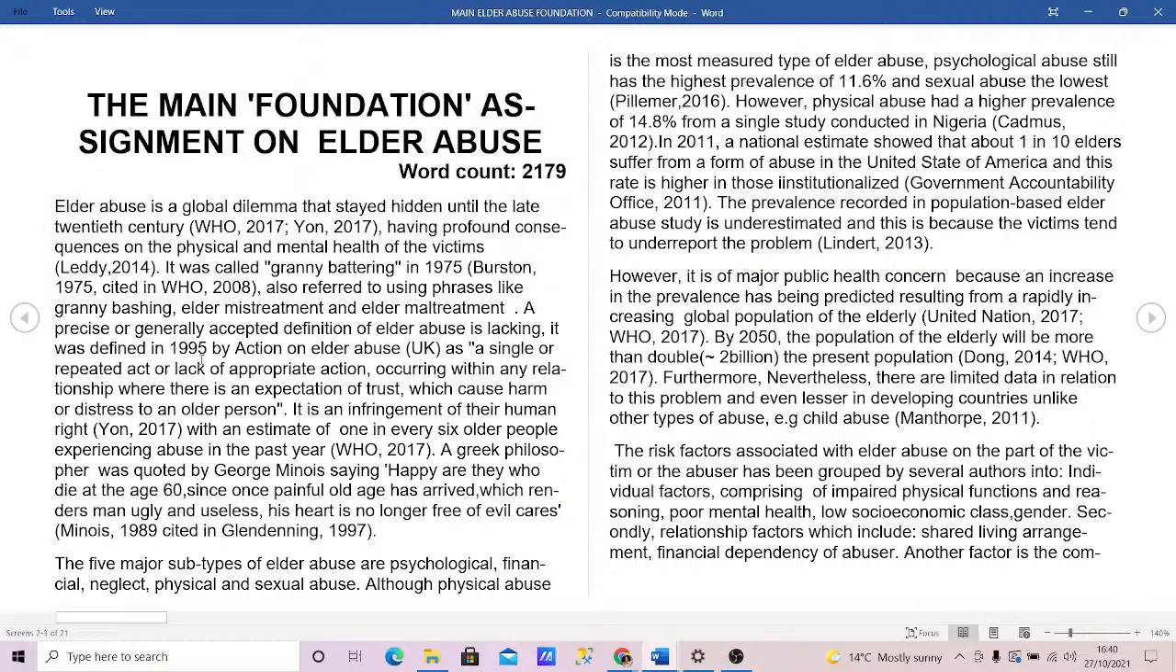A precise or generally accepted definition of elder abuse is lacking. It was defined in 1995 by Action on Elder Abuse UK as a single or repeated act or lack of appropriate action occurring within any relationship where there is an expectation of trust, which causes harm or distress to an older person. So you can see it's in quotation, so it's a direct quote, right? It is an infringement of their human right, with an estimate of 1 in every 6 older people experiencing abuse in the past year.